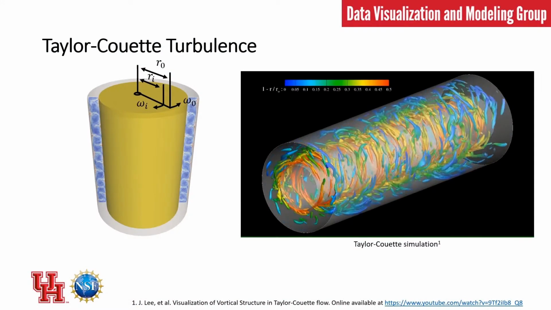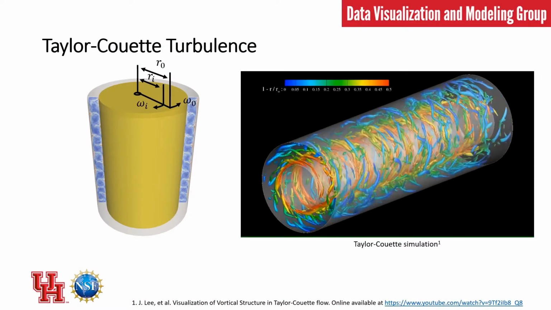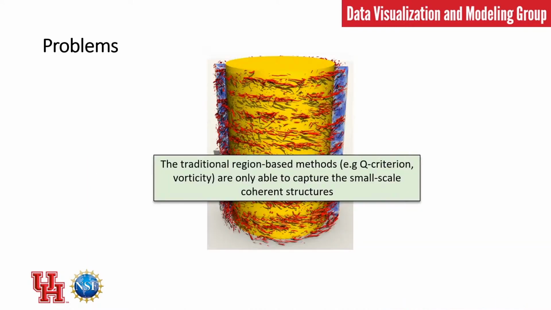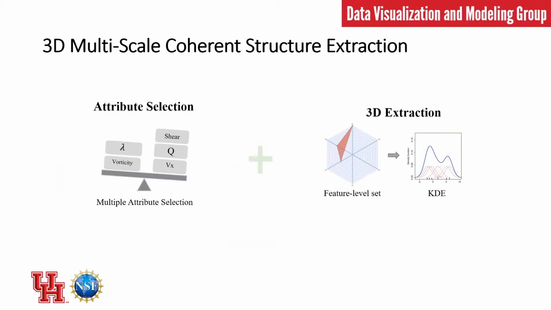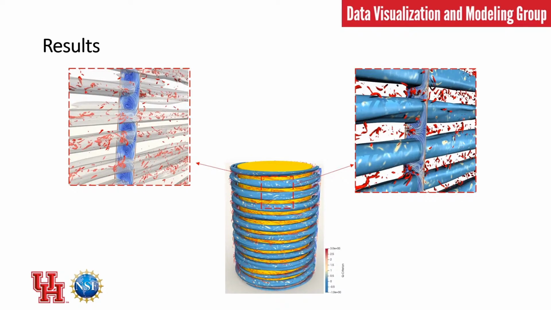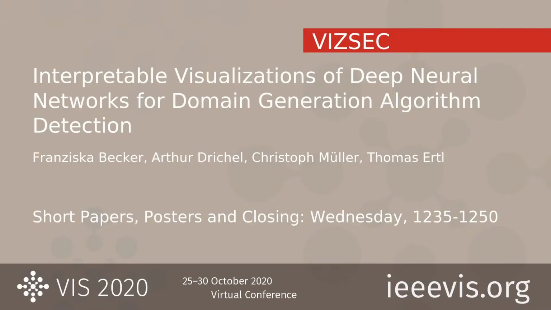Taylor-Couette flow is a turbulent fluid motion created in the gap between two rotating cylinders. The traditional region-based methods are only able to capture the small-scale coherent structures. The detection of the large structures depends on the 2D cross-section, which is not the true configuration. We adapt the feature-level set methods and density estimation to combine multiple attributes and use them as a filter to separate large and small-scale structures.